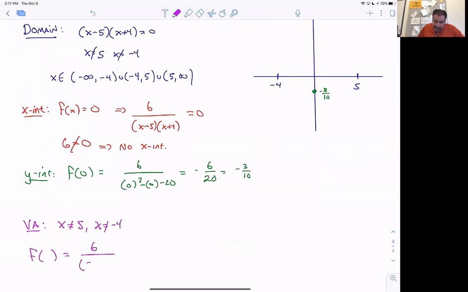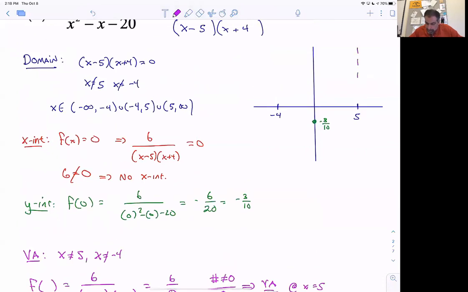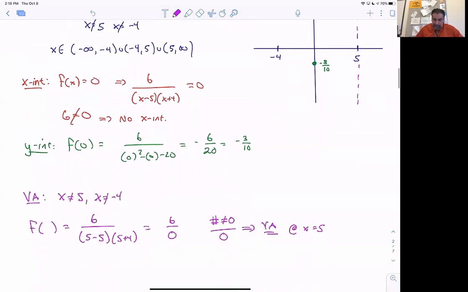So if I plug in 5, I'll get 5 minus 5 times 5 plus 4. I will actually get 6 over 0. Anytime the numerator is not 0 and you've got 0 on the bottom, you've got a vertical asymptote. So the bottom line is if the top does not equal 0 and the bottom does equal 0, that is a vertical asymptote. So we know that at x equals 5, we're going to have a vertical asymptote. So I'm going to go back up here and put that dotted line, because our function is headed towards infinity or negative infinity there.